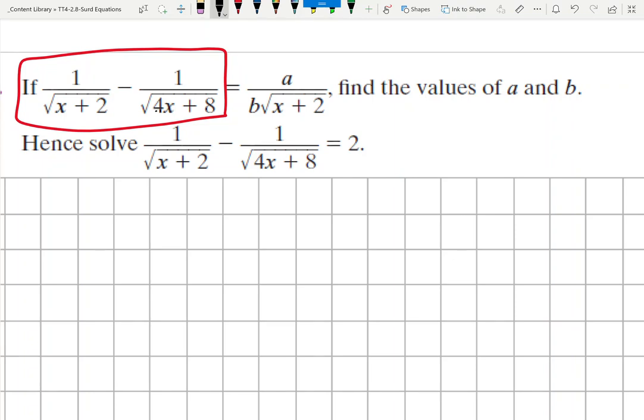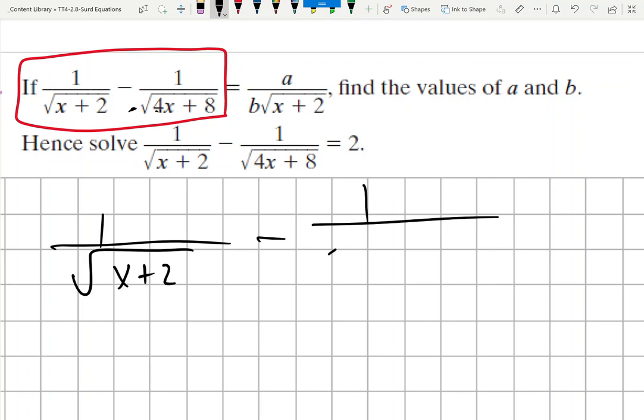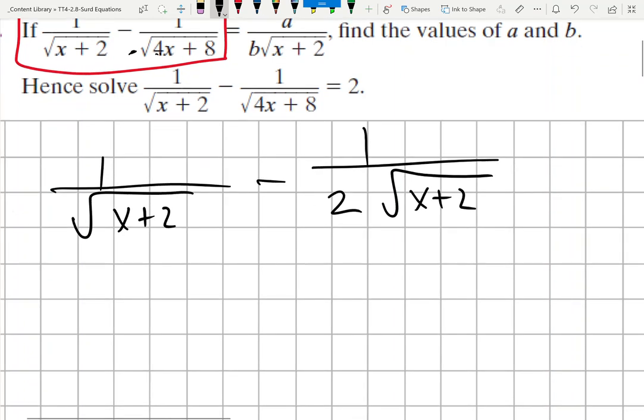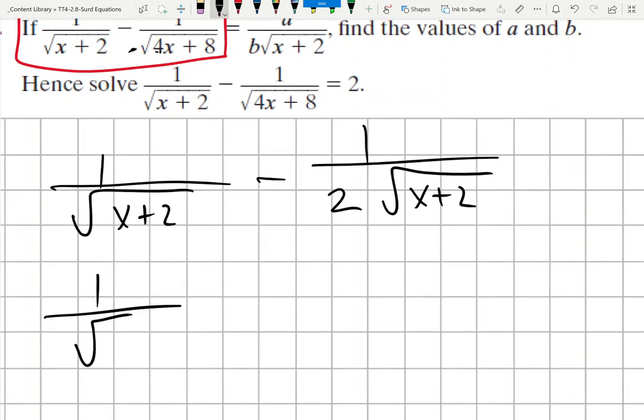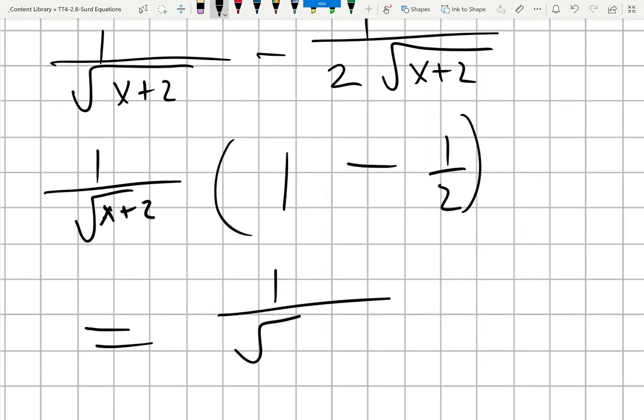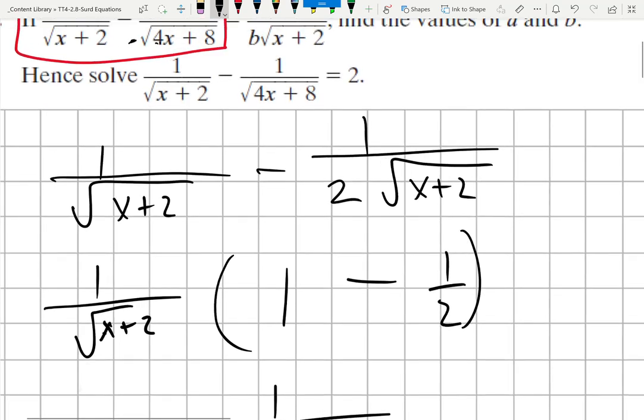Four is common. I can take it out. Easier still. Okay, now 1 over x plus 2 is now common. So I have 1 minus, which is equal to 1 over the square root of x plus 2. So according to their expression, a and b are 1.